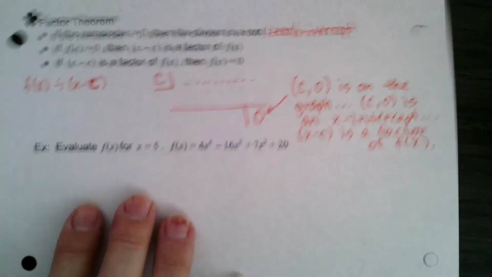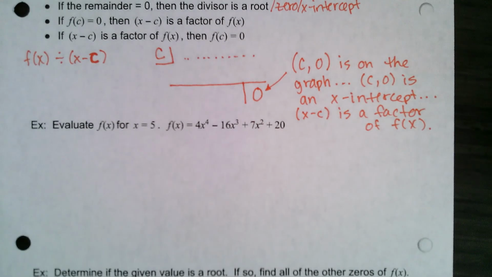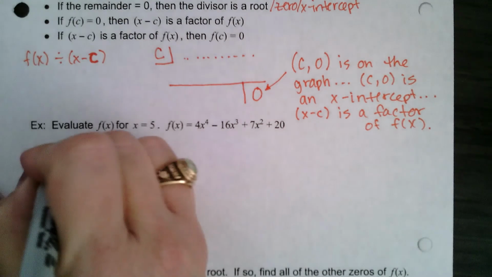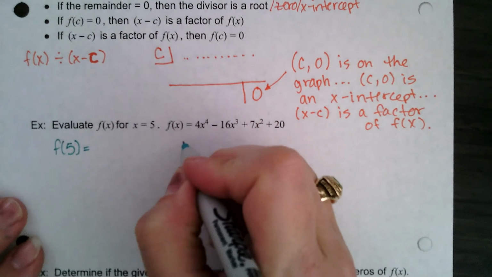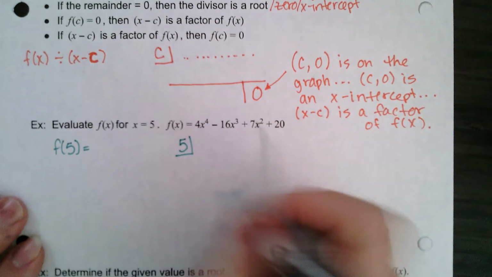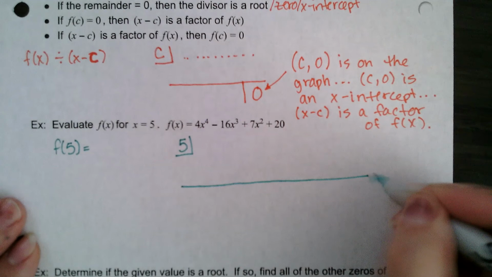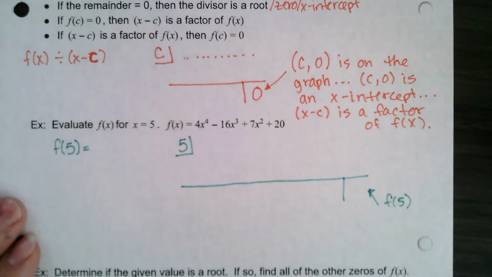Okay. So what I want to do on this example is first, I want to evaluate f of x for x equals 5. In other words, I want to find f of 5, and then I want to decide if 5 would be a root of that polynomial. So to find f of 5, I'm going to use synthetic substitution. So I'm going to put 5 in the upper left box. And when I get finished, this remainder down here is going to tell me what f of 5 would be.